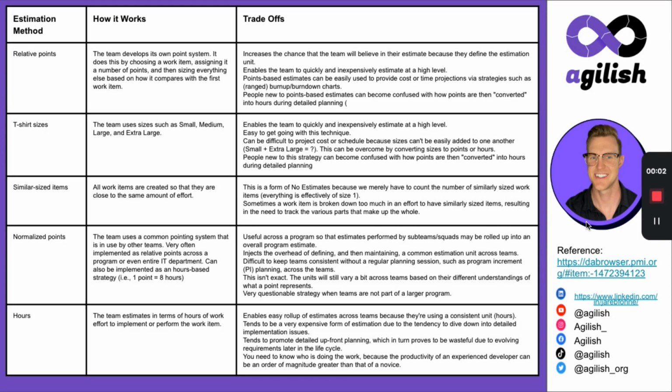So here are all the estimation methods laid out in one place, so we can go over them. Let's start with the one at the top, relative points. Really, how this one works is that you have a point system that assigns a size to a particular task or story, and then you're basing everything off of that one task or story.